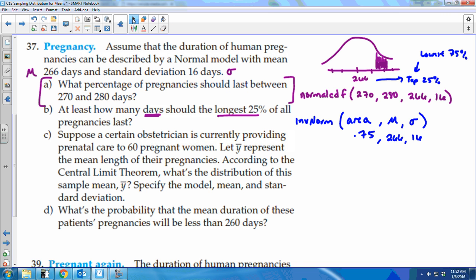On C, suppose a certain obstetrician is currently providing prenatal care to 60 pregnant women. So now we have a sample size. I'm talking about a sample of size 60. Let Y bar represent the mean length of their pregnancies. According to the central limit theorem, what's the distribution of the sample mean Y bar? Specify the model, mean, and standard deviation. Right? So what model are we going to use? Normal. And what is the mean going to be?